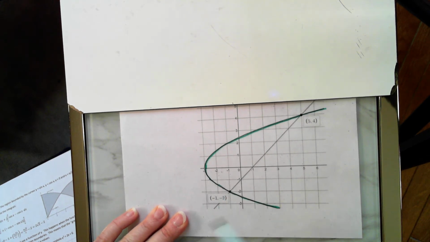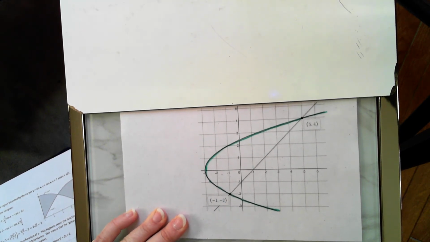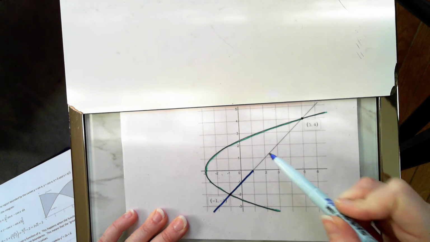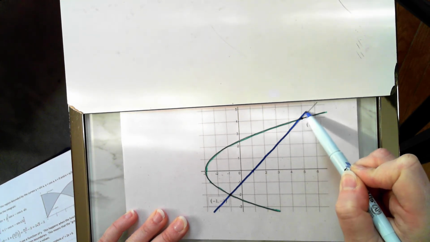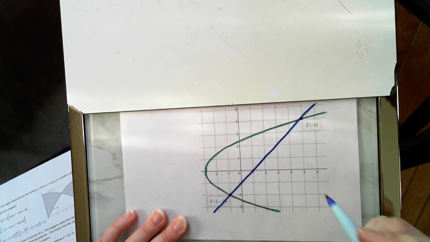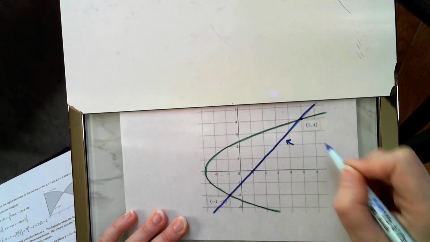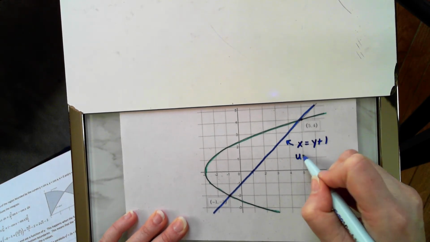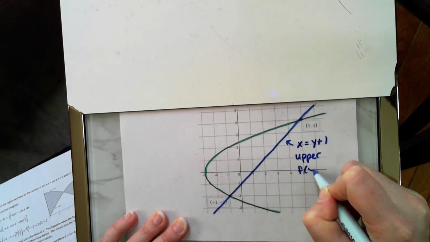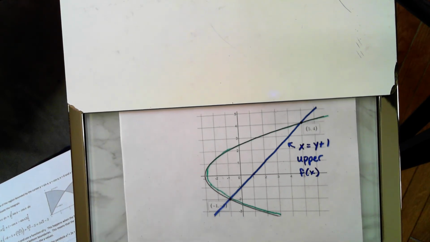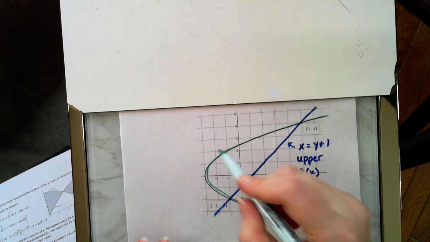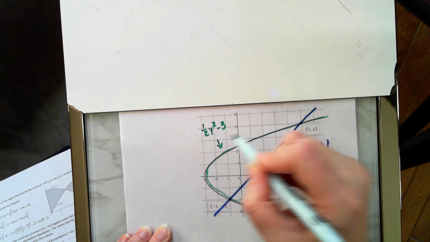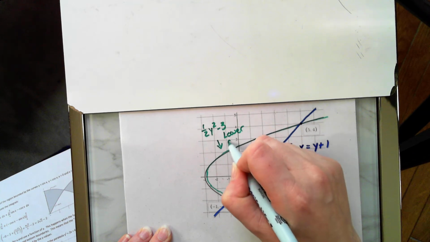So what happens is we actually change it to be the function on the right and the function on the left. And the one further to the right is going to be the, quote, upper function. And the one further to the left is going to be the lower function. So this blue function, which is x equals y plus 1, is going to be the upper function, or f of x. And the green function, which is the 1/2 y squared minus 3, is going to be the lower function, or the g of x.